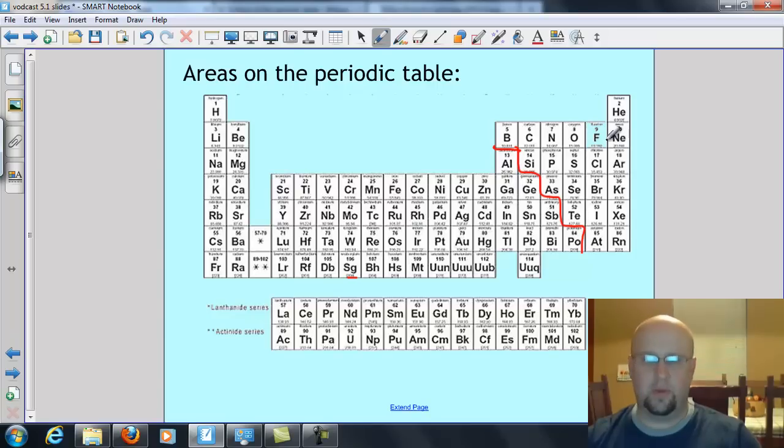So everything to the right, non-metal. Everything to the left is a metal. Everything that touches the staircase is a metalloid. So remember those broad categories. That will just make life easier when we're trying to do electron configurations and naming a little bit too. So just sort of remember what those things are.